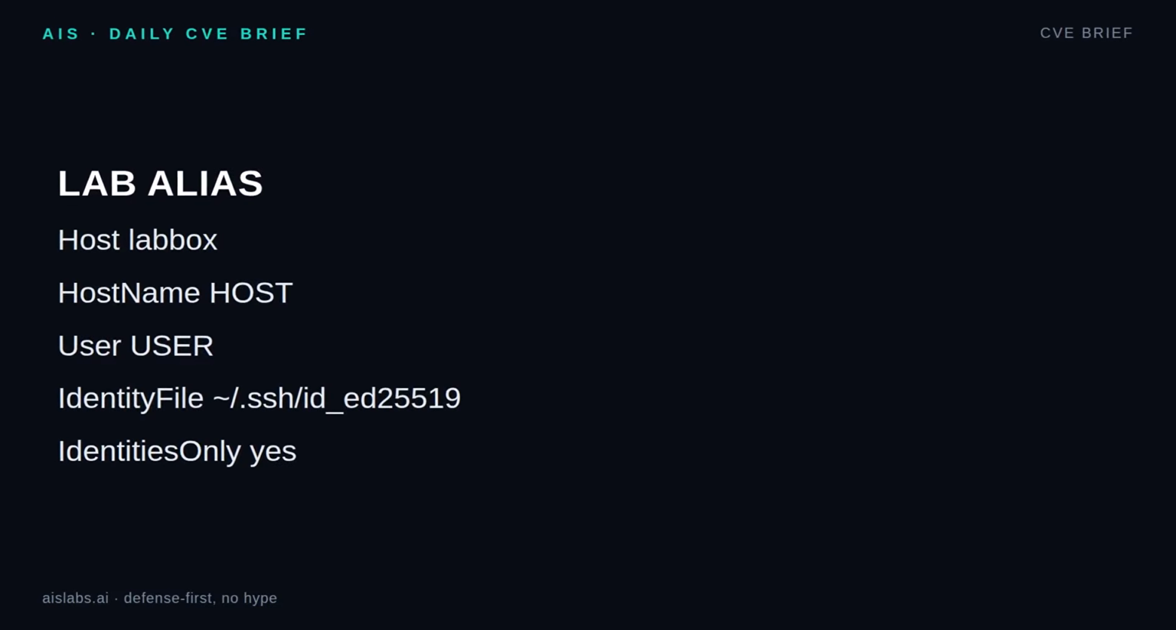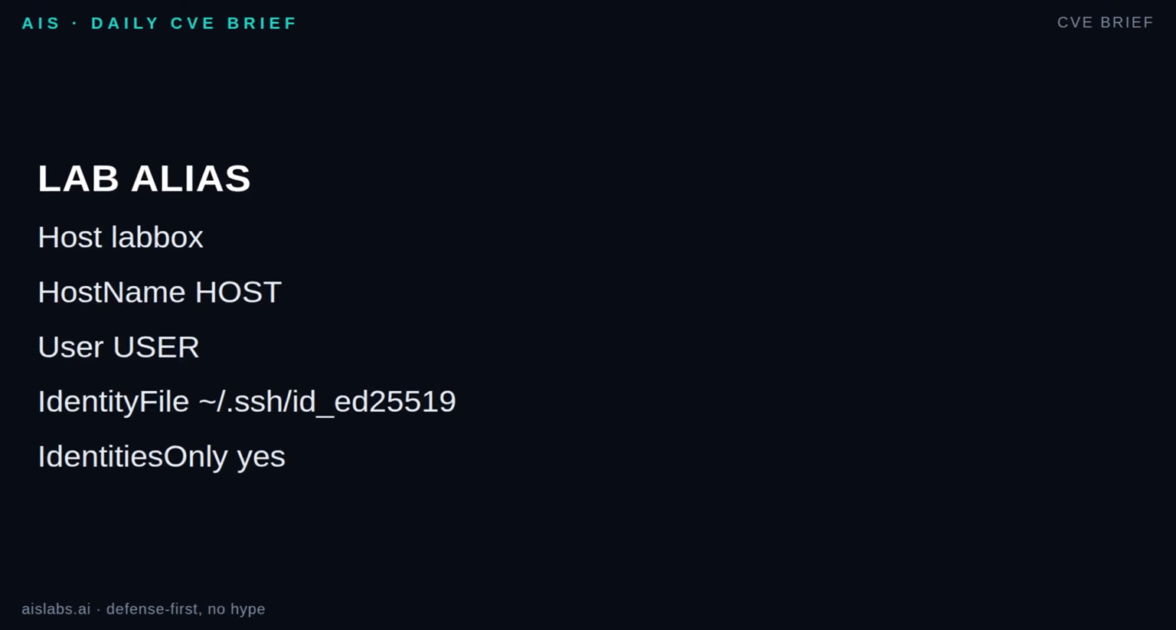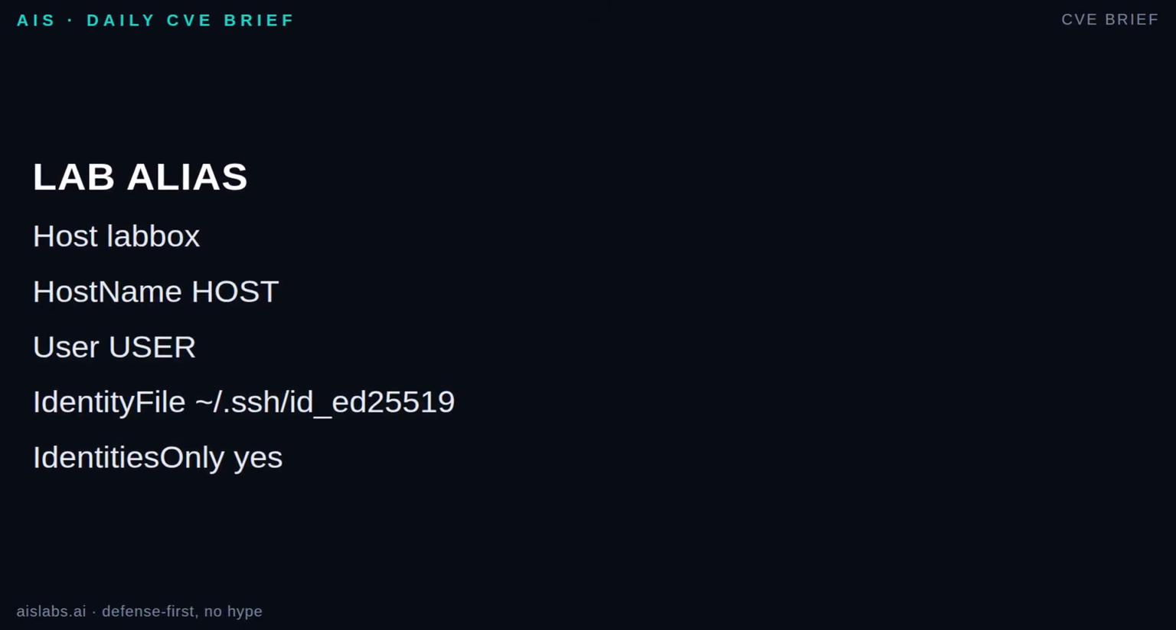Here is the end-to-end pattern. You provision a small VM named labbox. From the provider console, record the server's ed25519 host key fingerprint. On your laptop, generate the ed25519 key with a passphrase. Use ssh-copy-id to place the public key on user@host. Connect once, compare the host key fingerprint, and accept only if it matches.